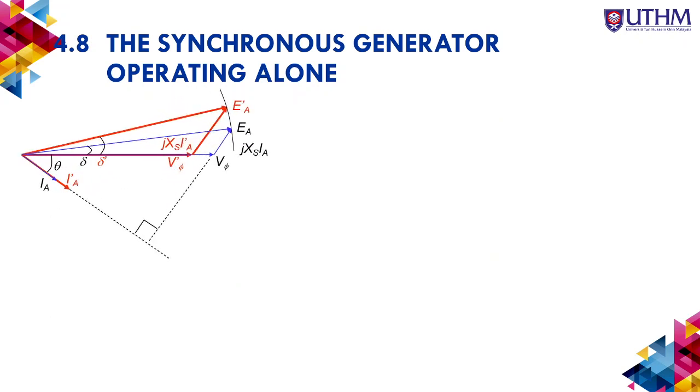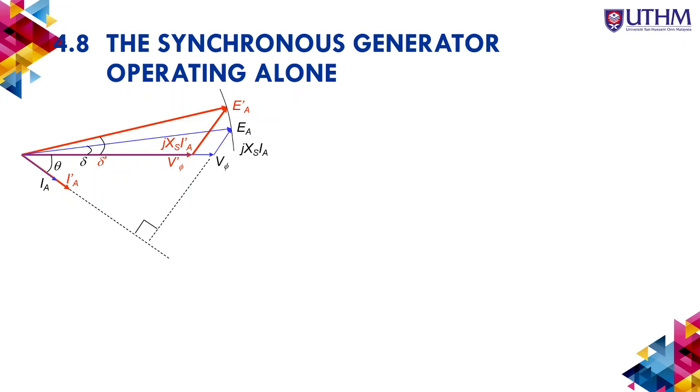Once the load is increased, the voltage will be dropped. So V phase will be dropped. You can see here the voltage will be dropped, and the IA, the current, will be increased. As I said before, the current will be increased. So which current? The armature current or the line current. The current will be increased.